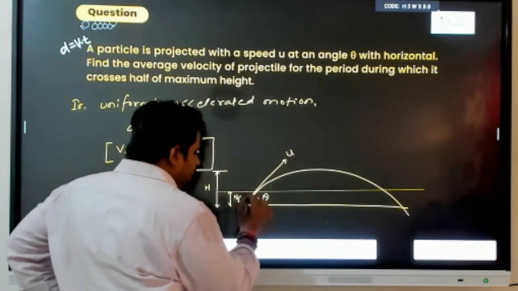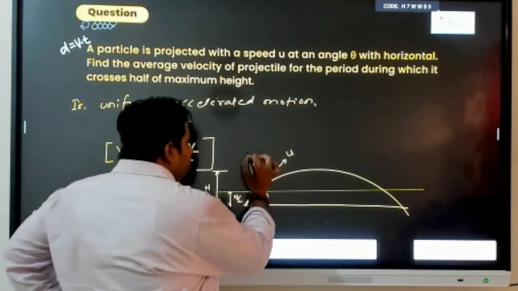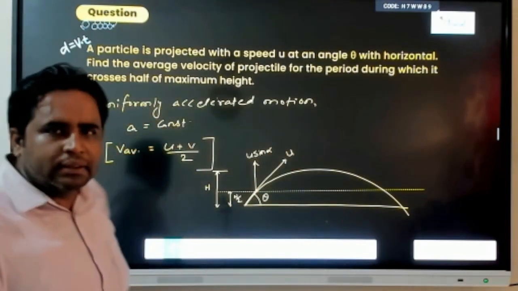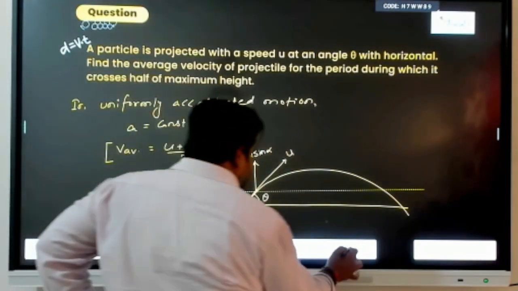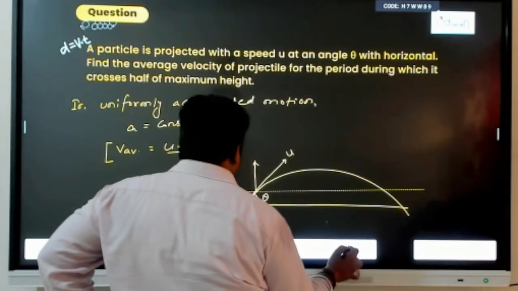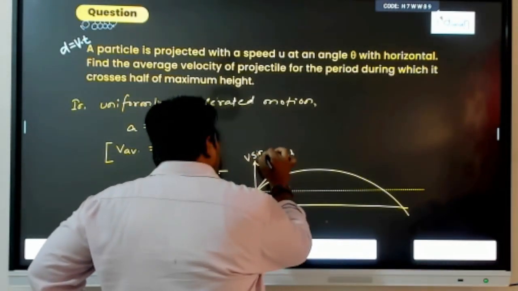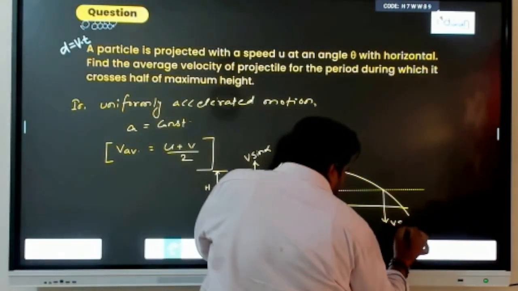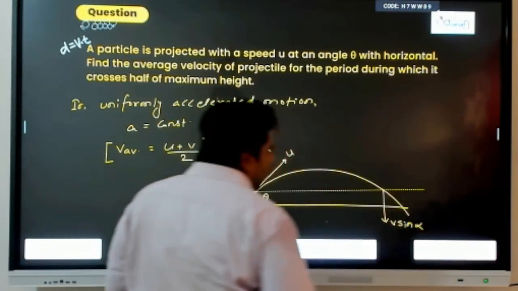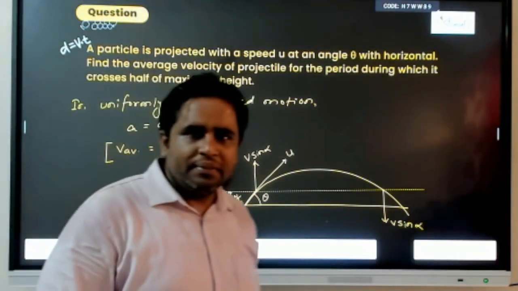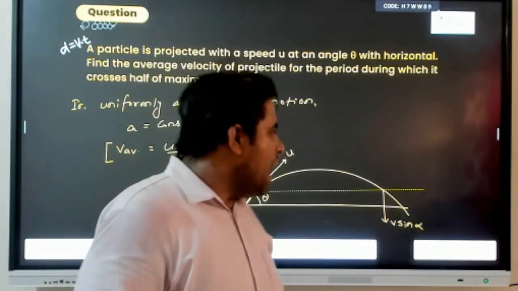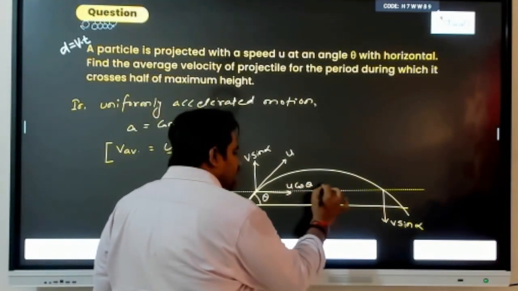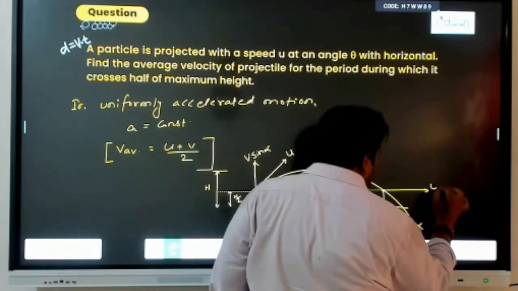So understand my point. On this side, if it is u sin alpha, I mean it will be written as v sin alpha perhaps. v sin alpha, then it will be quite okay for you. And similarly, this side it will be v sin alpha in the downward direction. Is this clear? Guys, understanding my point? And one thing is that here if it is u cos theta, then at this point also there will be u cos theta.